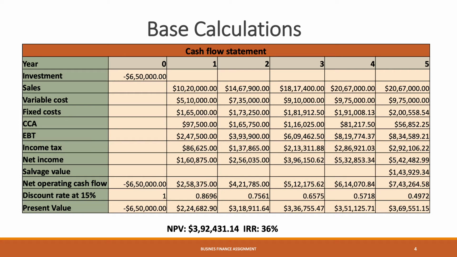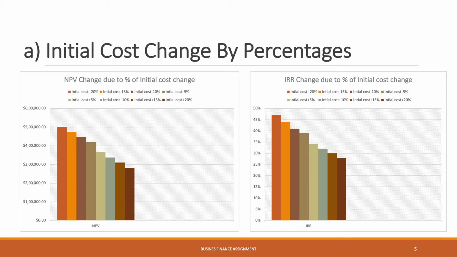The next row shows the net operating cash flow, the discounting rate at 15%, and the present value for the next 5 years. So from this, we calculated the net present value of the whole project for 5 years, and it comes out to be $392,431, and the IRR is 36%, which is greater than the cost of capital for Big Pharmaceuticals Limited, that is 15%. So now we will be doing the sensitivity analysis on the project being done by Big Pharmaceuticals Limited to produce the insect repellent, to decide whether they should go with the project or not.